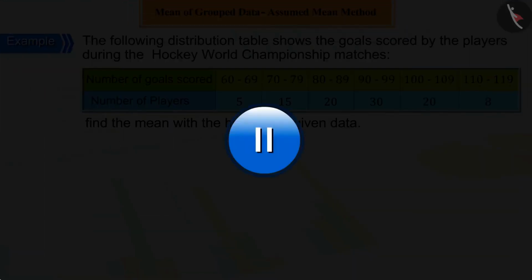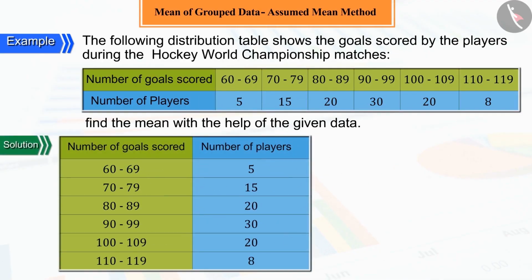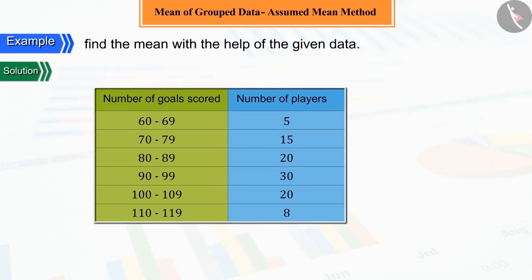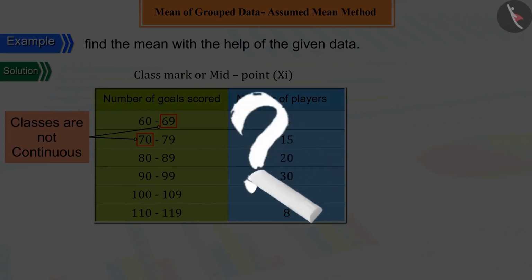Pause the video to solve the question and then match your answer. The given distribution table is a system of grouped data, where the size of the class interval is 9. We know that for the mean, we need the class mark of these class intervals or midpoints. But here, the class is not continuous. So can you tell what we have to do to make the class continuous?